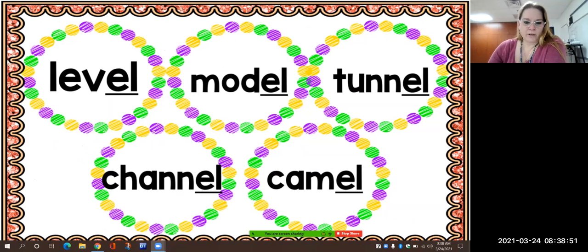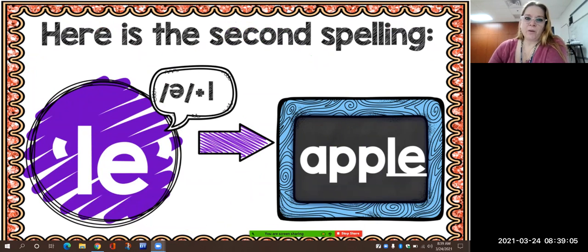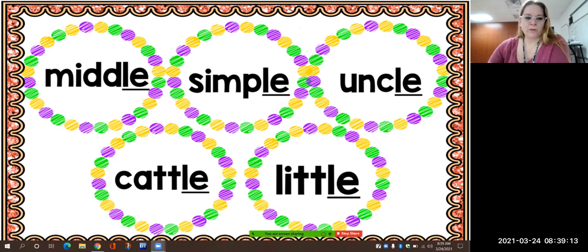Here are some words that have the ol sound. We have level, model, tunnel, channel, camel. And this is spelled EL. But there's another way to spell it, and that's LE. It also says ol, like apple. So we have middle, simple, uncle, cattle, and little.